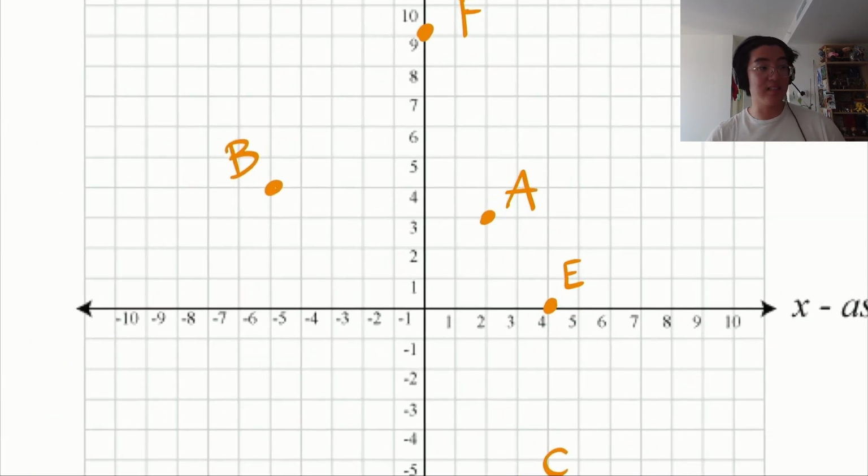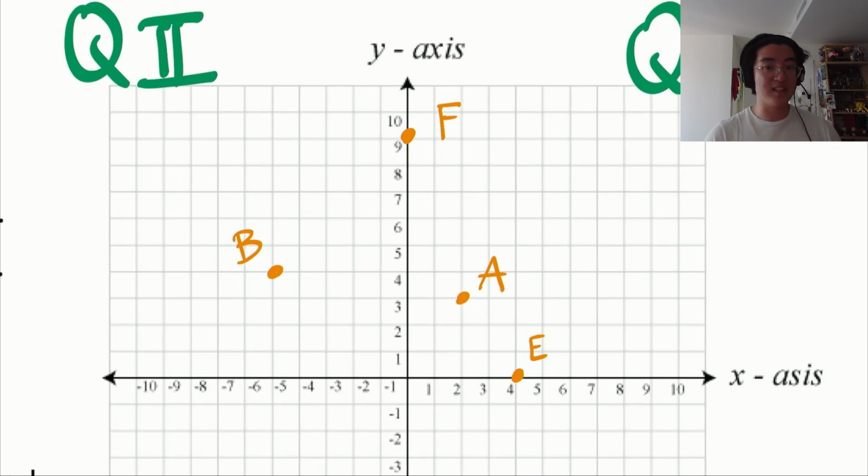Right? So as you see, when x is 0, then the point rests on the y-axis. Because x is the left and right, and that one is at 0, so it's right in the middle.